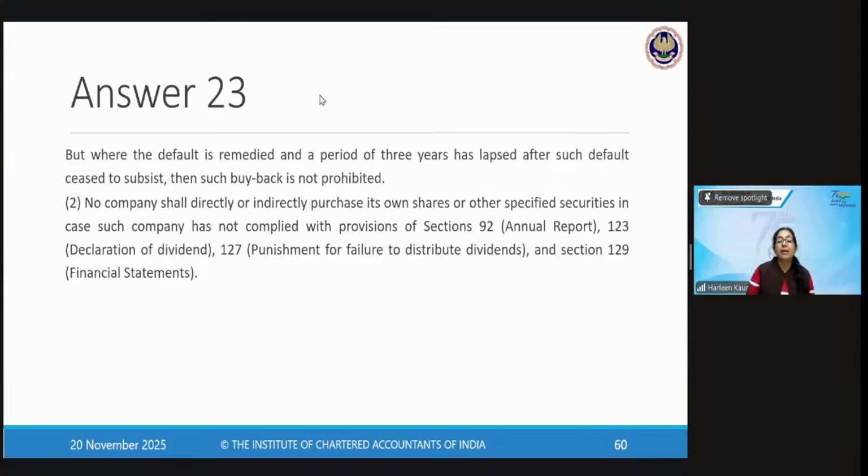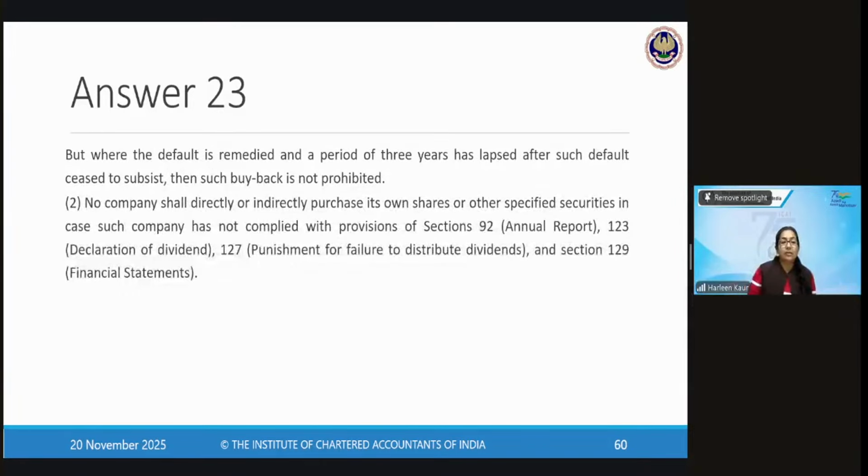If the default has been made, what is the time period? 3 years. For DVRs it is 5 years, which should have lapsed from the end of the financial year. Here, 3 years has lapsed after the default ceased to subsist. Here it doesn't say end of financial year, it is 3 years from the date the default was made, then the buyback is not prohibited. No company can purchase its securities unless it has complied with section 92, that is annual return, declaration of dividend, and 127, distribution of dividend and financial statements. Clear? He has simply asked you how the funds are to be utilized and who is not prohibited, so give only that much answer.